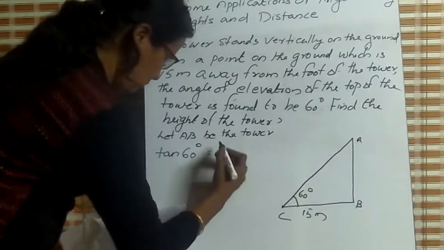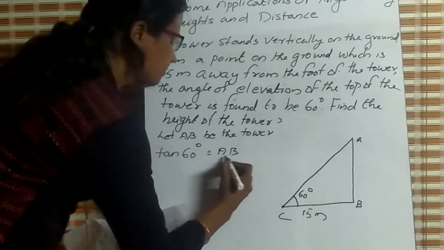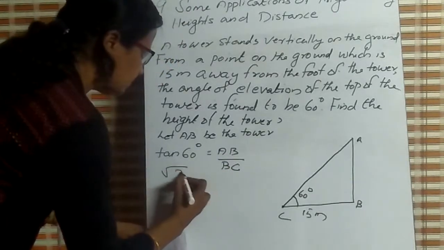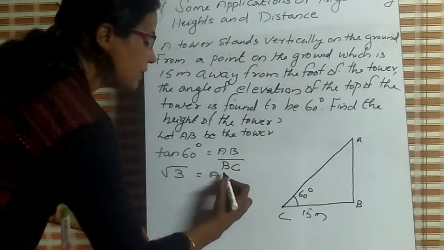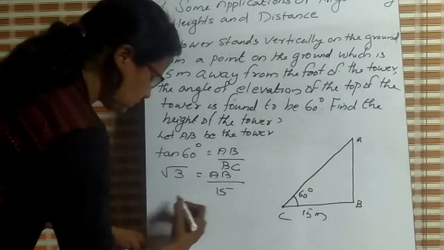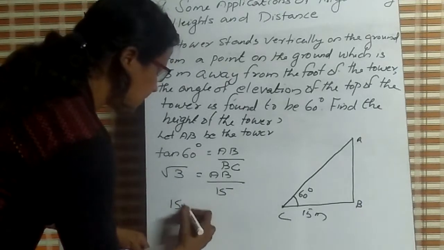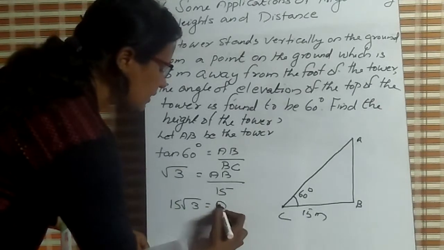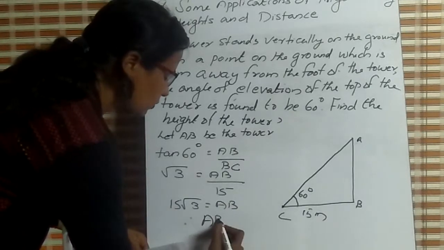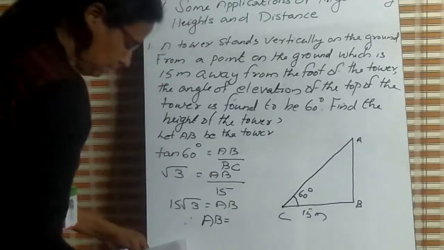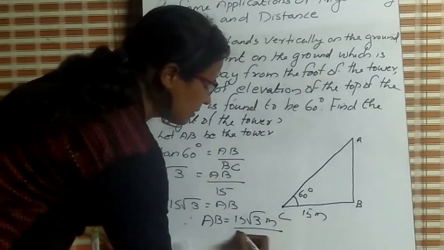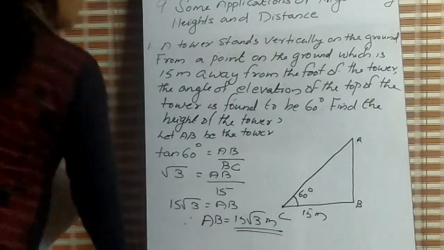Tan 60 is equal to AB divided by BC. What is the value of tan 60? Root 3 is equal to AB divided by BC, which is 15. Cross multiplication, 15 root 3 is equal to AB. Therefore, AB, which means the height of the tower, is equal to 15 root 3 meter.